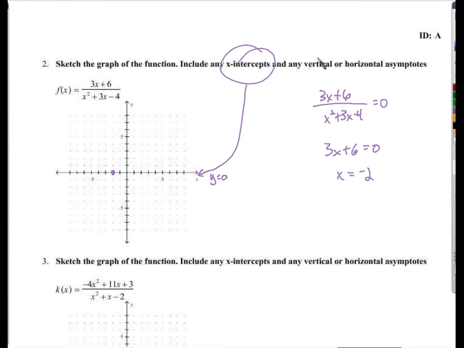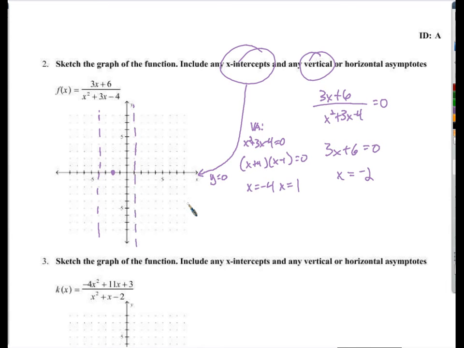Right? Vertical asymptotes. Okay, so that will be when the denominator equals 0. We talked about that in the last problem. So when x squared plus 3x minus 4 equals 0, it's going to factor as x plus 4 and x minus 1. x equals -4 and x equals +1. Those are our vertical asymptotes. Right. Make sure I got that right. -4. Yeah, okay. Got x-intercepts. Let's look at the horizontal asymptote.